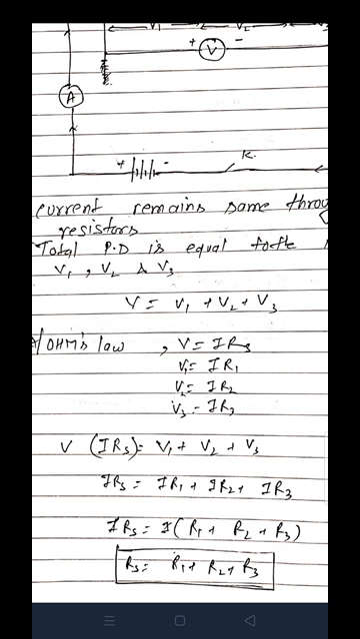What is the result of this? The result is this: if a number of resistors are connected in series combination, and there's a question to find the equivalent resistance, then you are going to simply add all the resistors, and you will get the value of the equivalent resistance. This is for series combination.